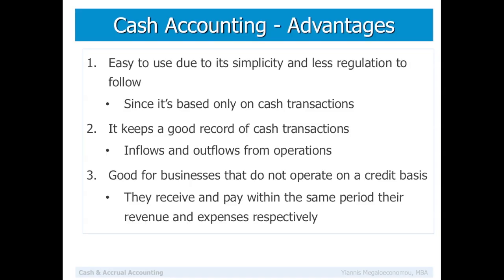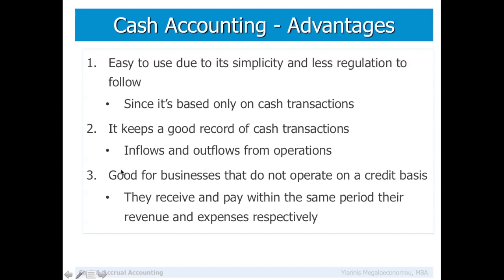Let's see the advantages and disadvantages of the cash accounting method. Cash accounting is an easy method to use, and it's also subject to less regulation, based on its simplicity. Just remember that it's a method that relies only on cash related transactions. For the same reason, since it's based on cash transactions, this is a good method for recording cash related transactions accurately, meaning all inflows and outflows that relate to the operations of the business, such as sales, revenue, and expenses.